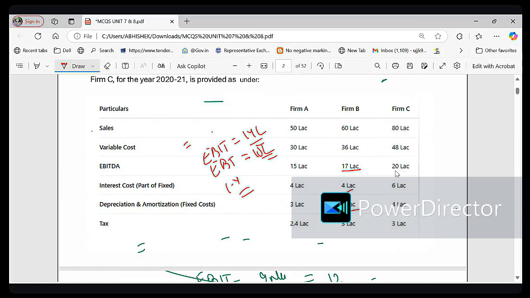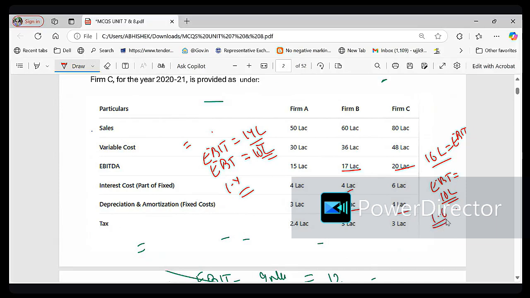For Firm C, EBITDA is 20 lakh, and depreciation is 4 lakh. So 20 minus 4 is 16 lakh. 16 lakh is your EBIT. And what is EBT? For Firm C, EBT is 16 lakh minus 6 lakh, which is 10 lakh. For Firm C, the DFL is 1.6, right?